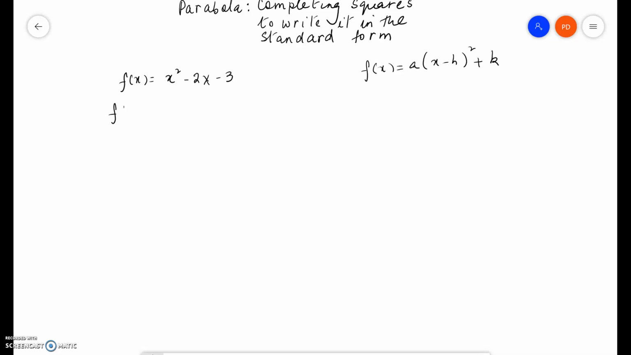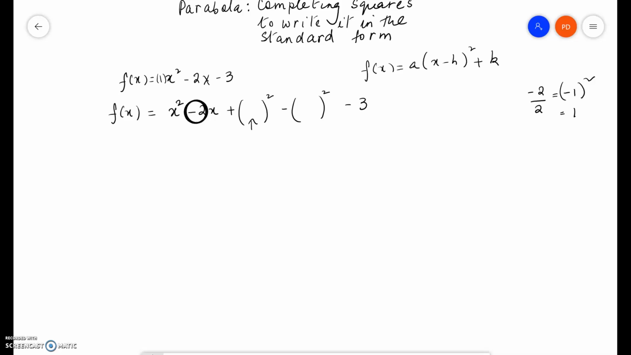So we have f of x, and since the coefficient of x squared is 1, we don't need to factor anything out. The only thing we need to do is this. We go x squared minus 2x. We need to add a square, subtract the exact same number. And what fits in here is take the coefficient of x, which is negative 2 in this case, divide by 2. So you get negative 1, square it, and that gives you 1.